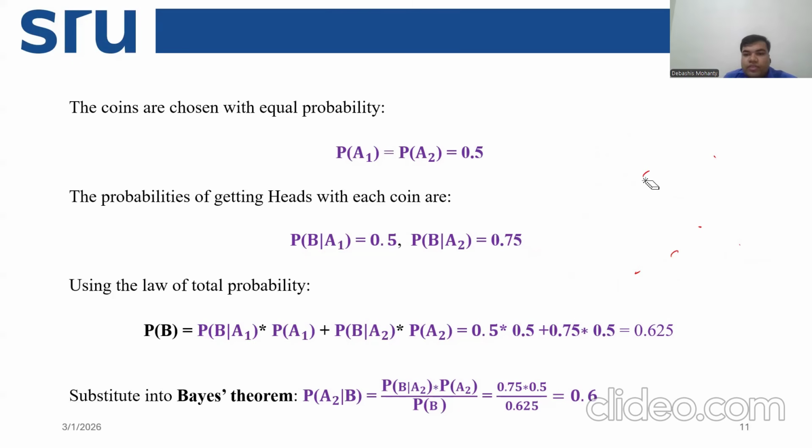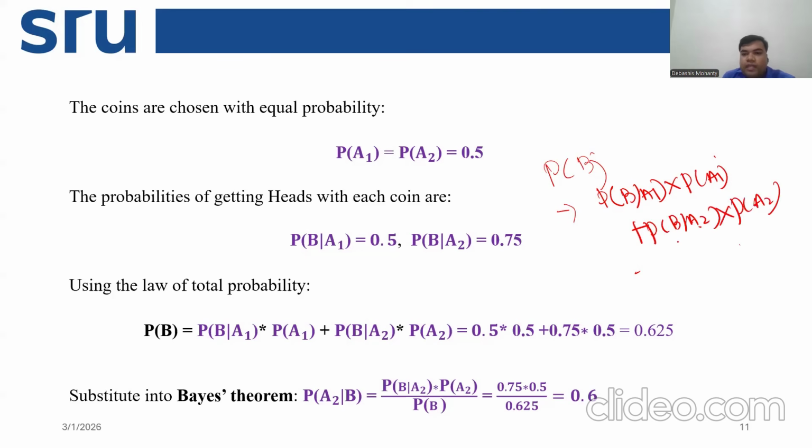Then what we need to do, students, is calculate the total probability, that is the probability of B. How to calculate that? Tell me, what is the formula? Probability of B given A1 multiplied by probability of A1, plus probability of B given A2 multiplied by probability of A2. That is the law of total probability.